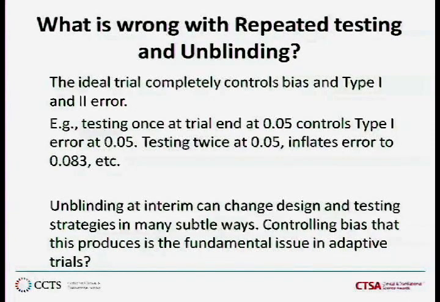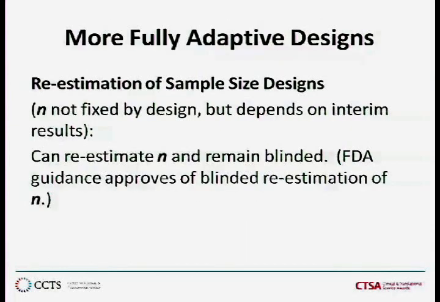What does unblinding do? So now I'm going to move away from the group sequential trials to some other approaches that are more fully adapted. And the ones I'm mostly interested in, as Becky mentioned, is the re-estimation of sample size. And in these, you don't decide ahead of time what the sample size will be. You still come up with some estimate, but you are allowed to go in the middle, anywhere you want to look, and decide that you may have an insufficient sample size, so you need to increase it.